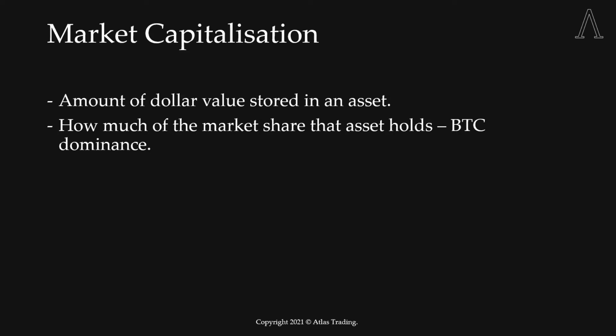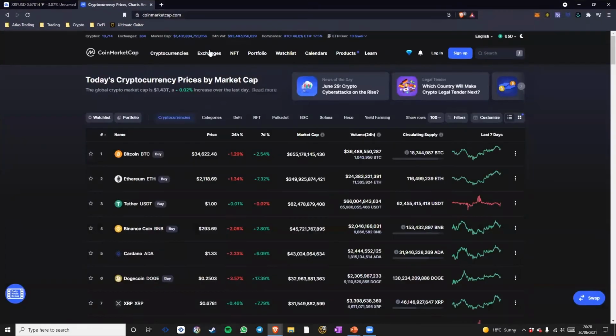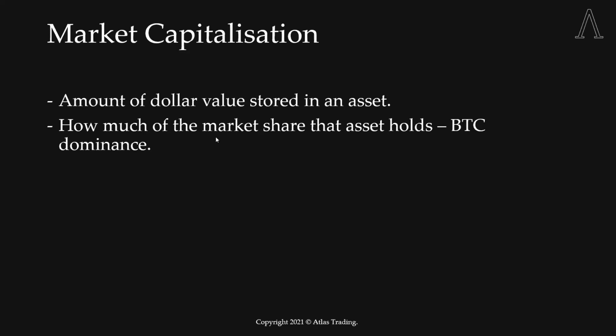We can use the total market cap, which currently, I'll just drag CoinMarketCap over. You can see at the top of the screen, we've got a market cap currently of $1.4 trillion with a Bitcoin dominance of 46%. Now that shows that Bitcoin's market cap accounts for 46% of the total cryptocurrency market cap as a whole. Okay, now go back to the presentation.